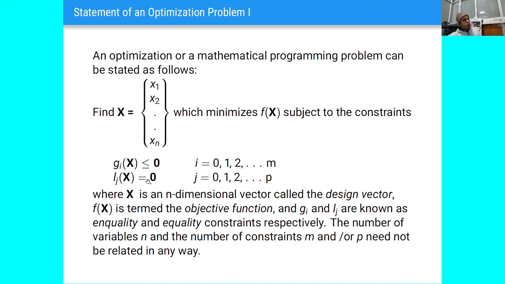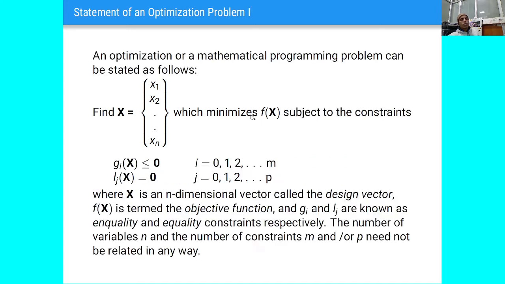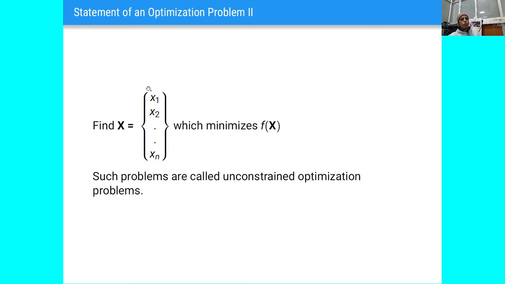There may also be a case of unconstrained optimization, where we are minimizing the same function, that is x equal to x1, x2, xn, which minimizes the objective function f(x), but there is no constraint applicable to this objective function. So this kind of problem is called unconstrained optimization.